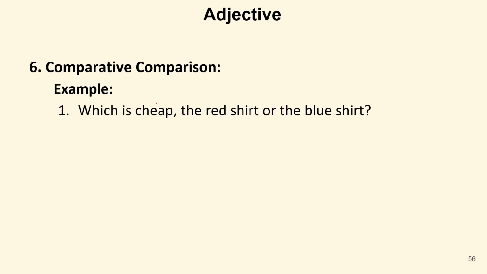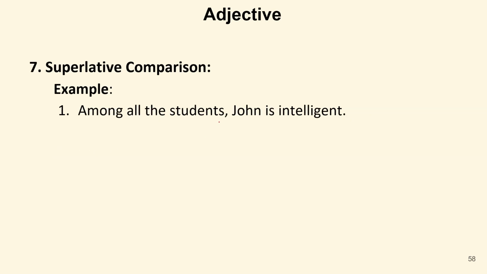Now, you have to use comparative degree or comparison. Which is cheap, the red shirt or the blue shirt? It means both of these shirts are being compared. So, which is cheaper? Not cheap. It should be cheaper. Next. Among all the students, John is intelligent. It means one is compared with all of them. So, is the most intelligent should come over here. That is superlative comparison.